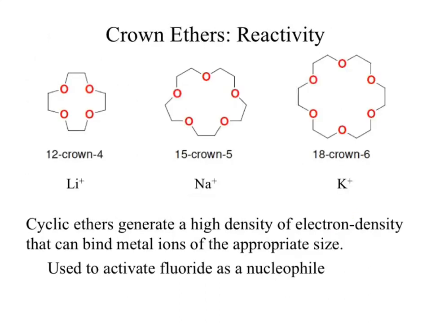We can then push this into a whole new category. We can look at something known as crown ethers. In the case of crown ethers, why do you think we might call them a crown? They're cyclic. Typically, where do we wear a crown? Our head, which is relatively round. Crown ethers do a good job of surrounding counterions.